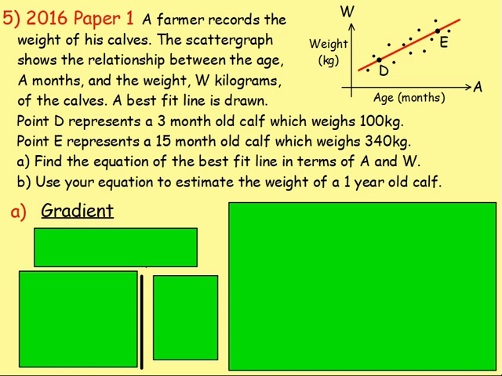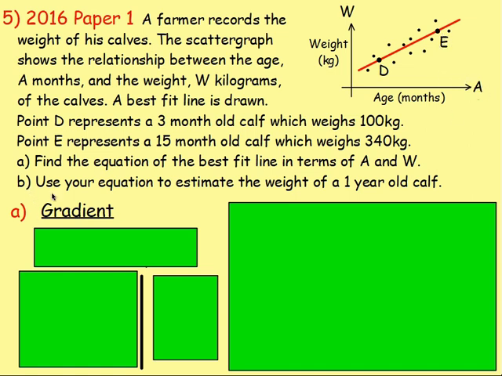Next one! Here is another past paper example, from the 2016 paper, this is paper 1. A farmer records the weight of his calves. The scatter graph over here shows the relationship between the age in months and the weight, W, in kilograms of the calves. A best fit line has been drawn. Point D represents a 3-month-old calf, which weighs 100 kilograms. And point E represents a 15-month-old calf, weighing 340 kilograms.